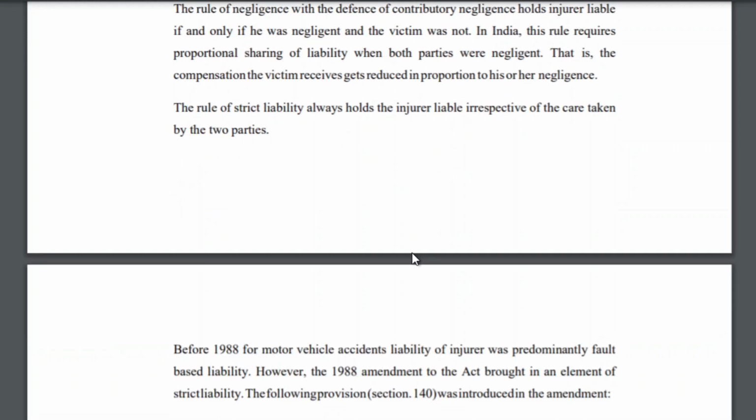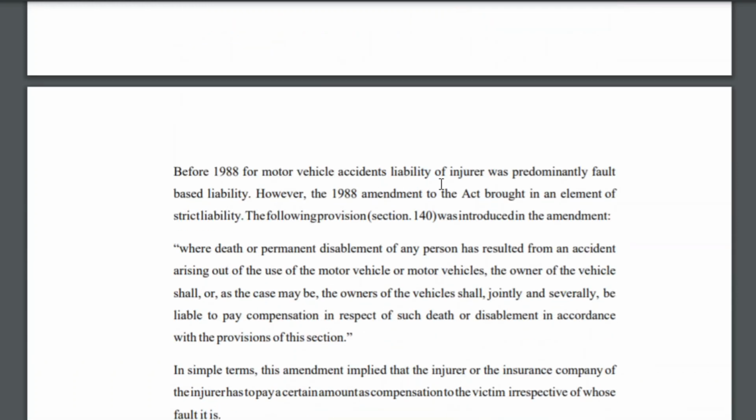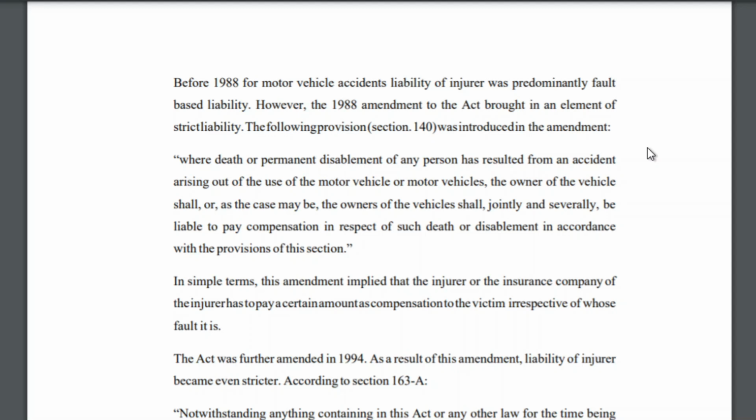So here the aspect of who was at fault, that is the 1988 Act, which has given much more importance not to the fault-based liability. This Amendment Act of 1988 brought an element of strict liability. That means section 140 was introduced in this amendment. This is a very important section, that is 140 and 163A.